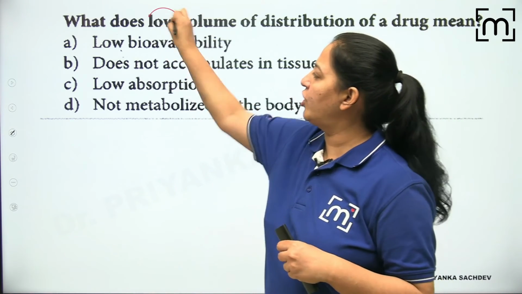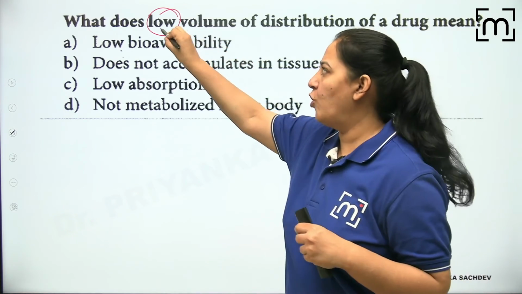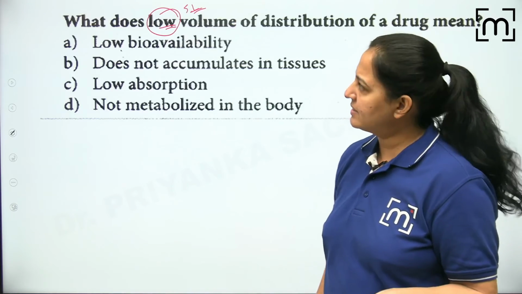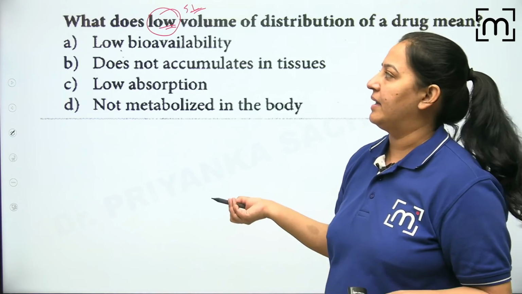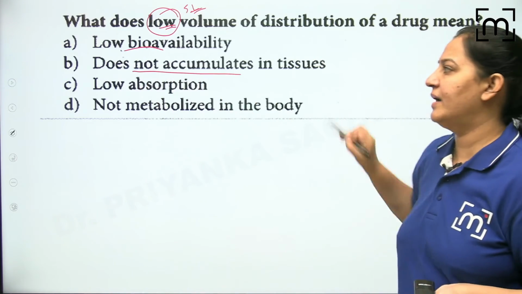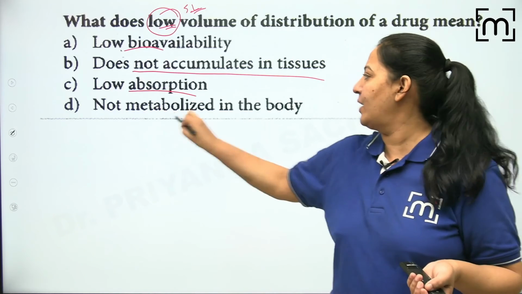What does a low volume of distribution mean? Low volume of distribution. The answer is low. You may consider it as low as 5 liters, which is realistic, right? So it is low. What does it mean? The drug is having low bioavailability. The drug does not accumulate in the tissue. The drug is having low absorption, or the drug is not metabolized in the body.